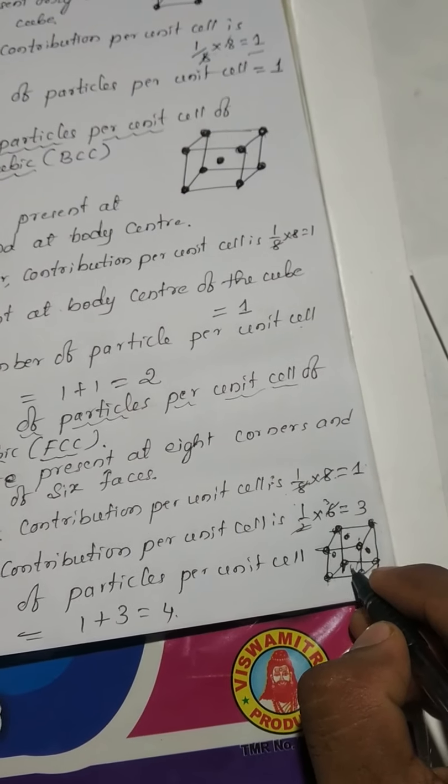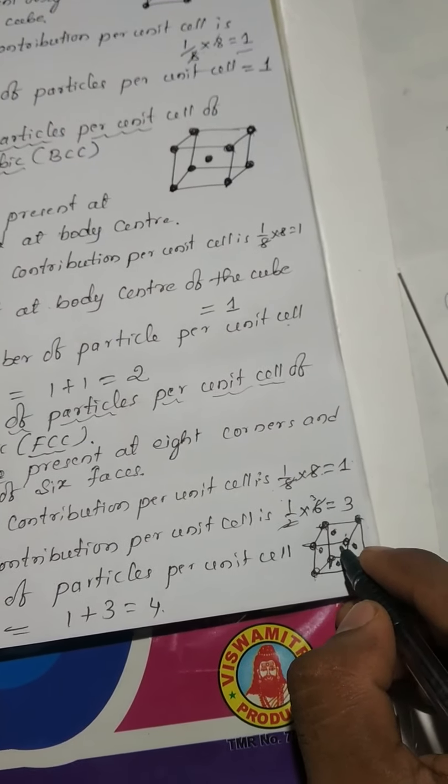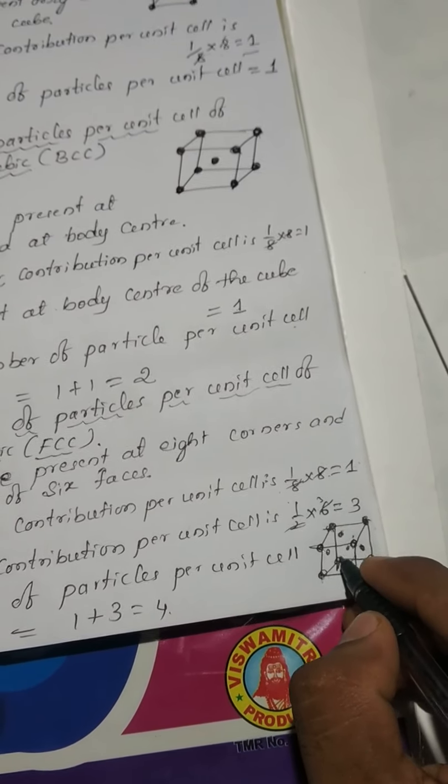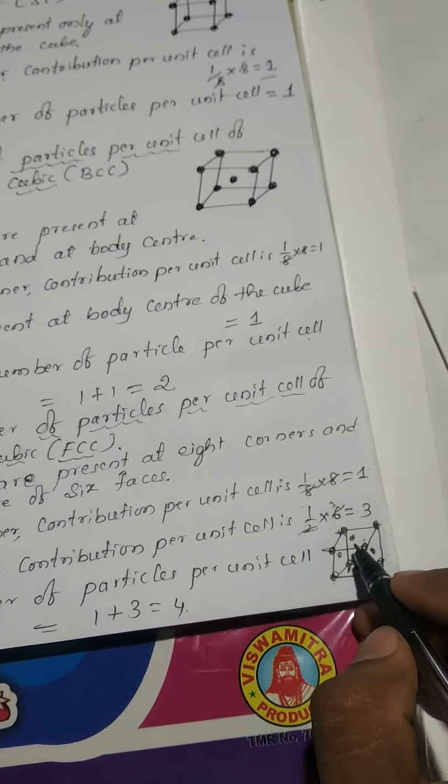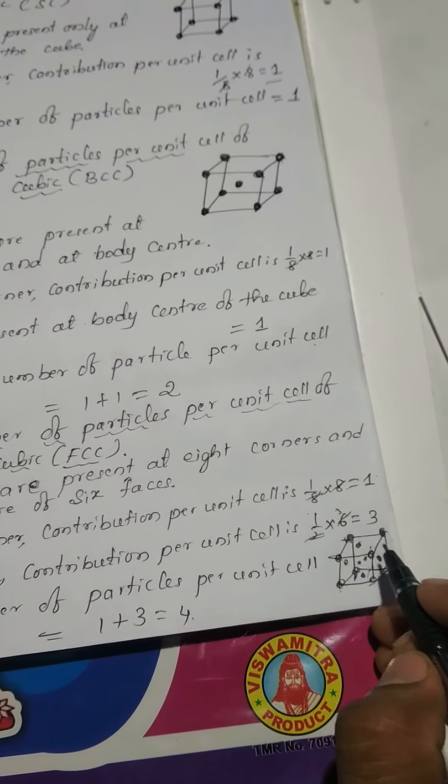Then face centered means that along with the corner atoms, particles are present at the center of each face. So 4 side faces, then the back face and the front face. Total 6 atoms are present at the faces.